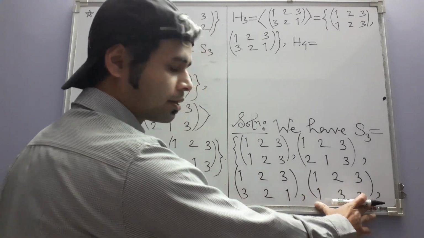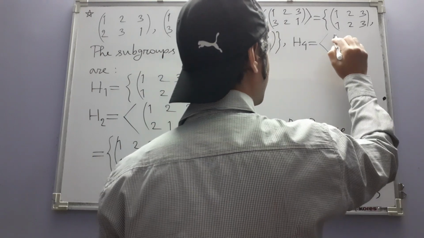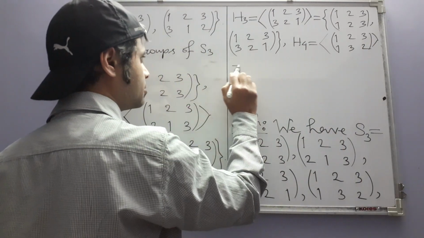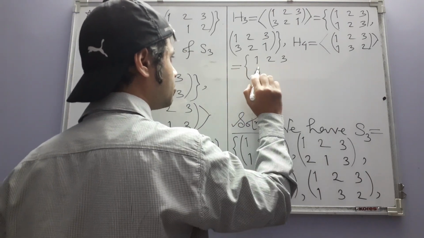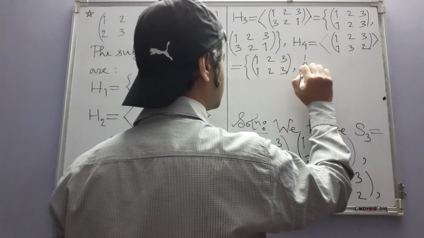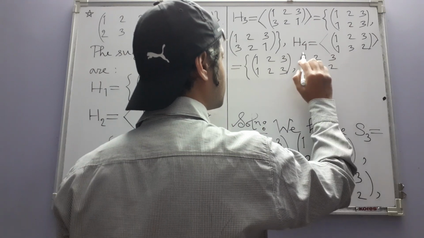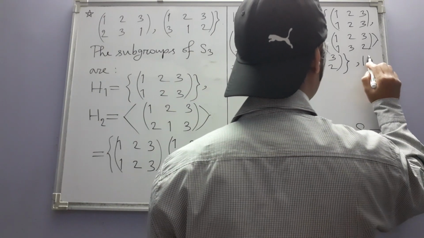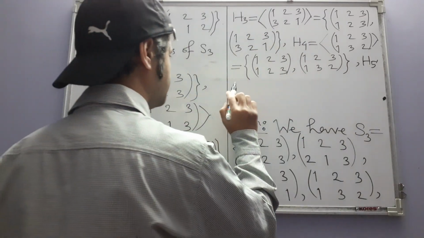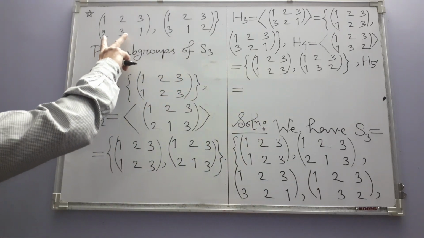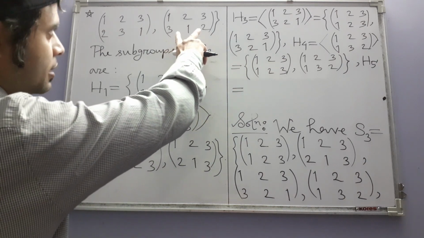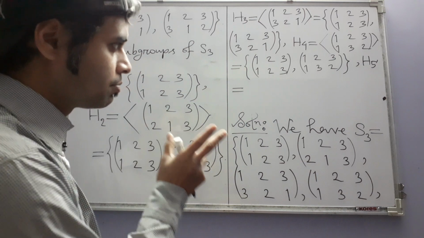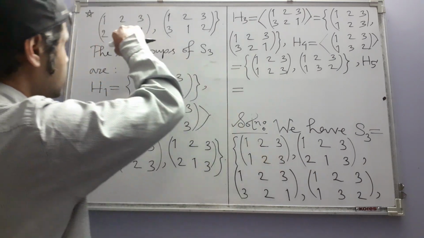H4 is the cyclic subgroup generated by the next one. 1, 2, 3, 1, 3, 2, and this one also will have the identity permutation and just the generator. And then there are 2 more. The next one is H5, and it's also a cyclic subgroup. It is generated by this one or this one. If you consider the cyclic subgroup generated by this one and also the cyclic subgroup generated by this one, they turn out to be the same. Okay, and this subgroup has 3 elements: the identity element, this permutation, and this permutation.